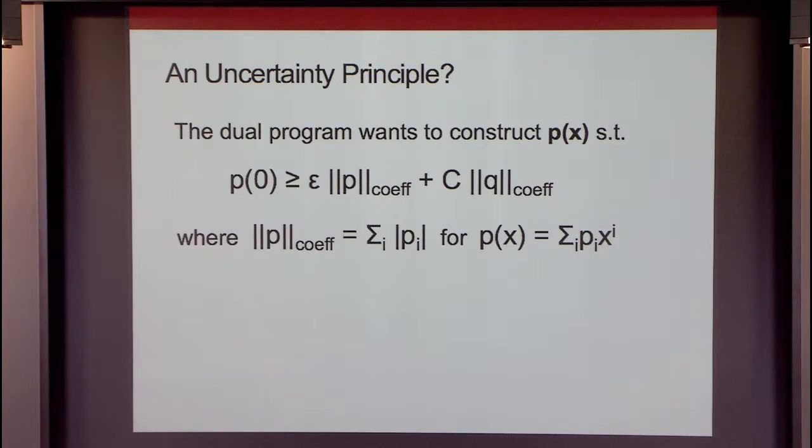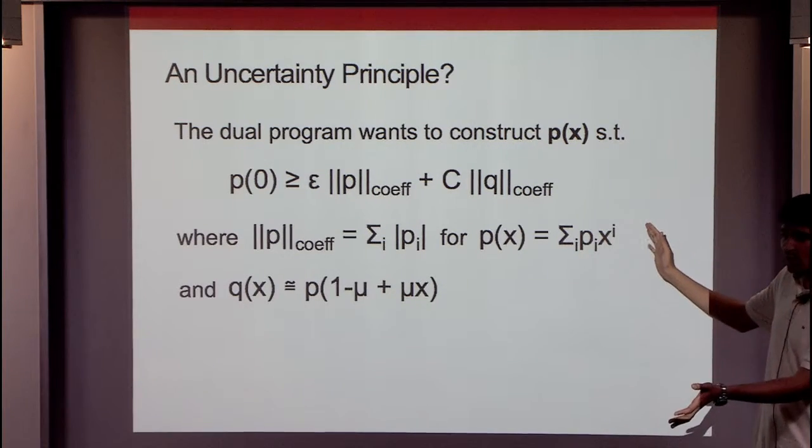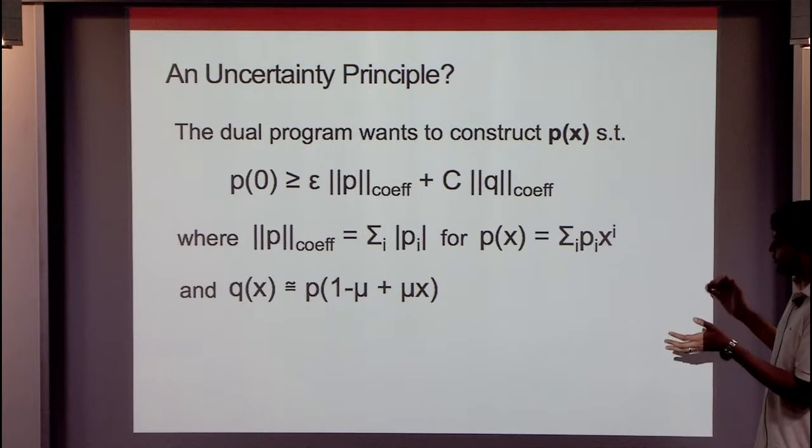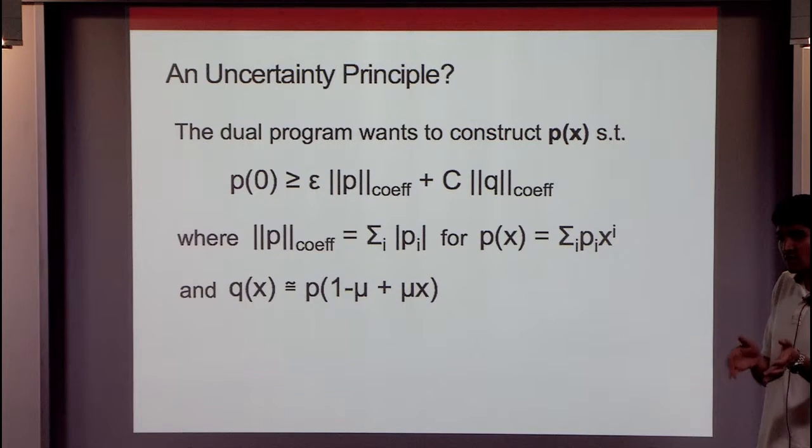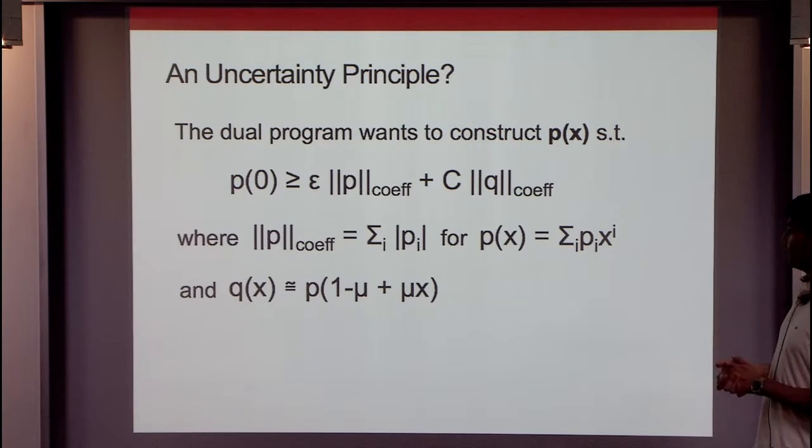So the dual program wants to do the following. This is the technical part that I'm going to focus on. All the rest was claiming that this problem, which will just be a statement about polynomials, is going to give us new algorithms for population recovery.